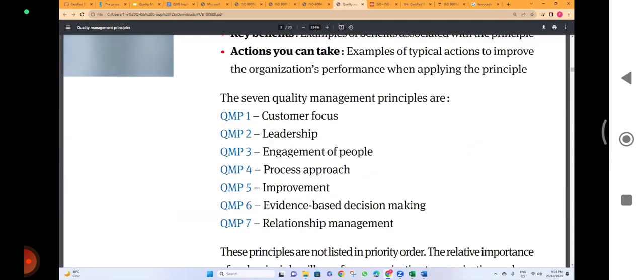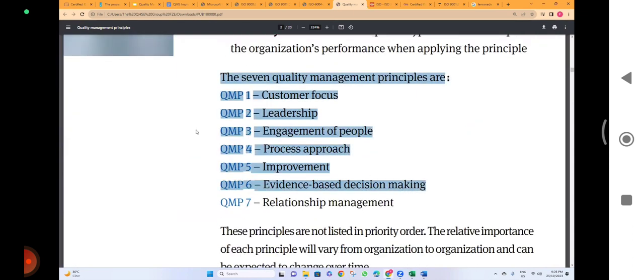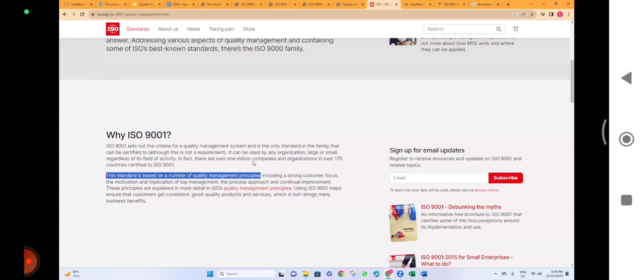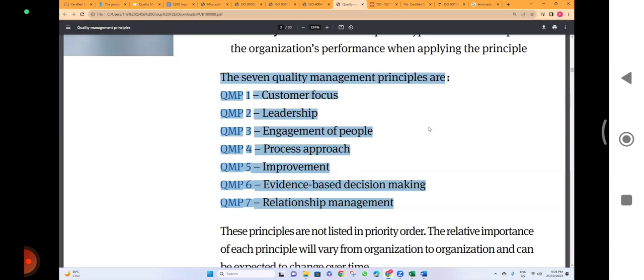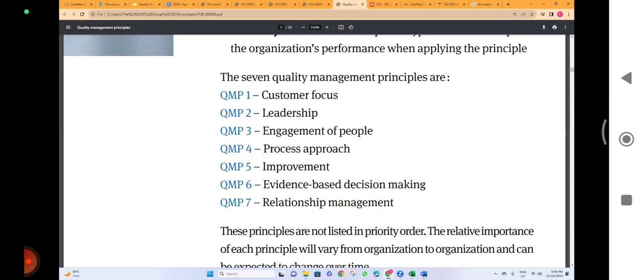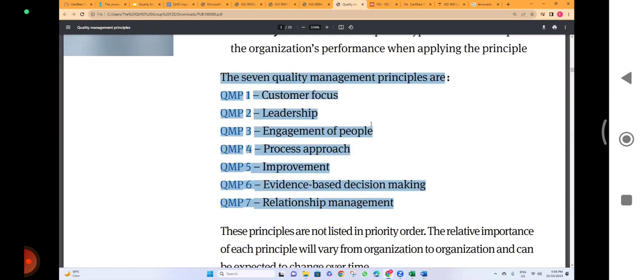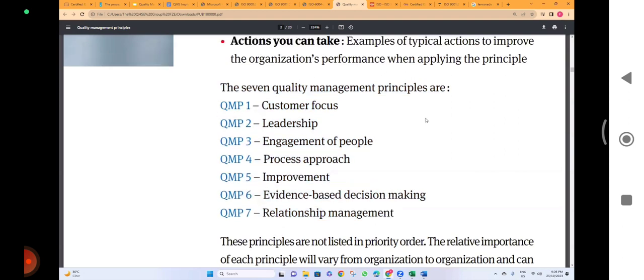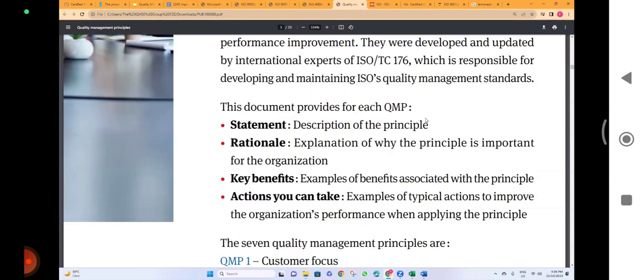So what does it mean when ISO says this standard is based on this number of quality management principles? It means that, before ISO 9001 was developed, before any quality management system you know of, it was developed as a means to meet these quality management principles. Okay, why do you care, or why are these quality management principles?